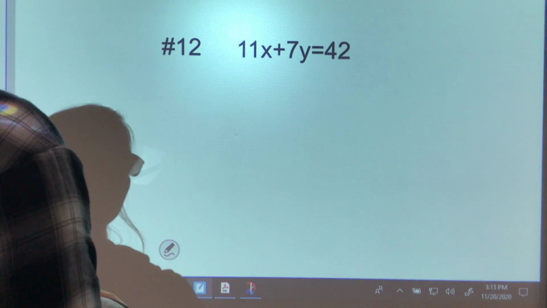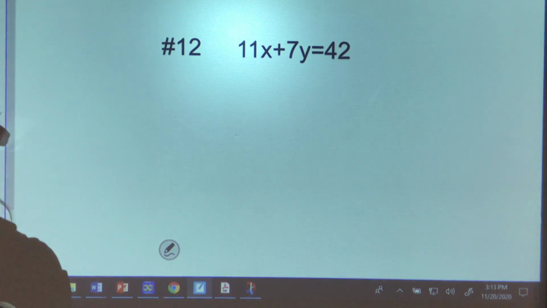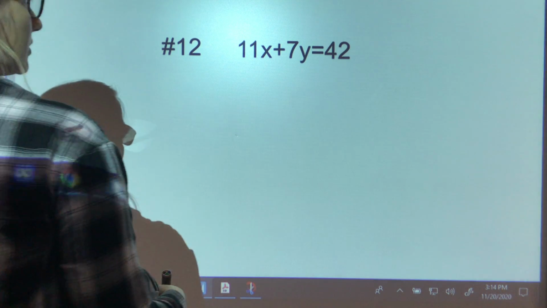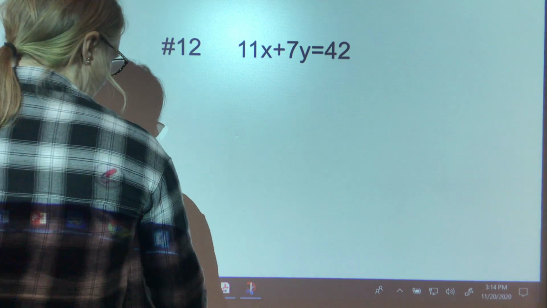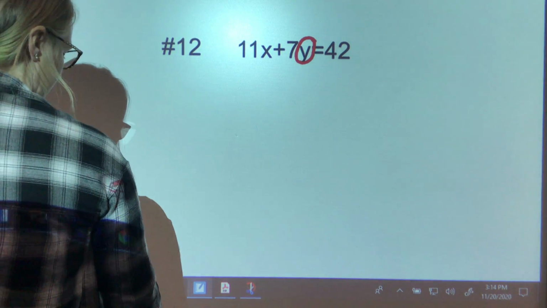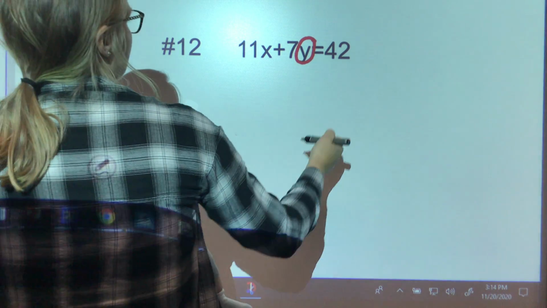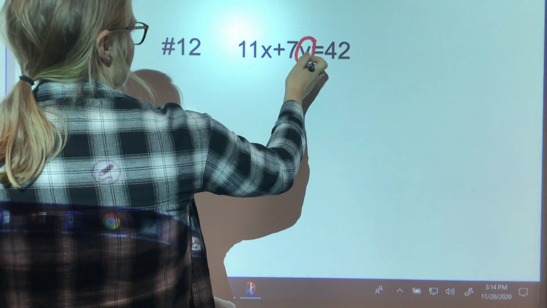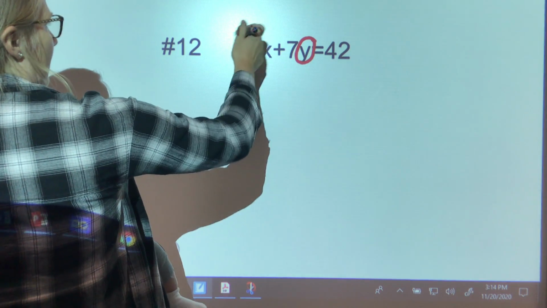The next one's number 12. They want you to write these in slope-intercept form when given to you in standard form. So in slope-intercept form, the whole goal is to get y by itself. Once you have y by itself, then that's your answer. So to get y by itself, we have to undo everything that's with y. We can't do anything with the 7 yet because there's other stuff that we have to get rid of.